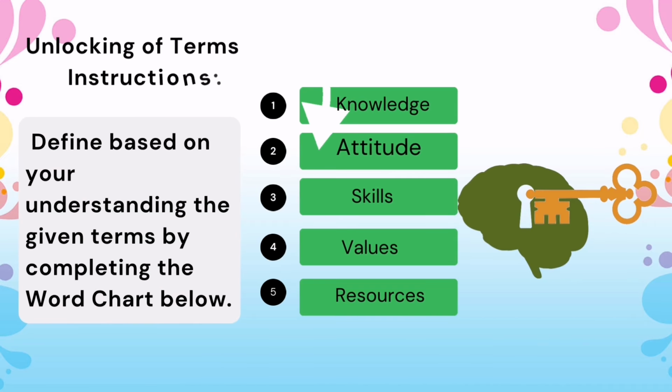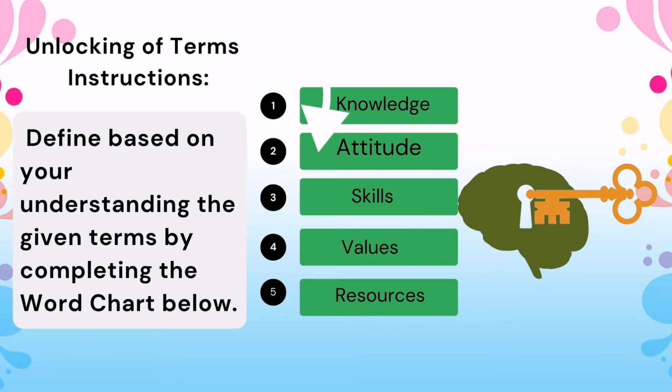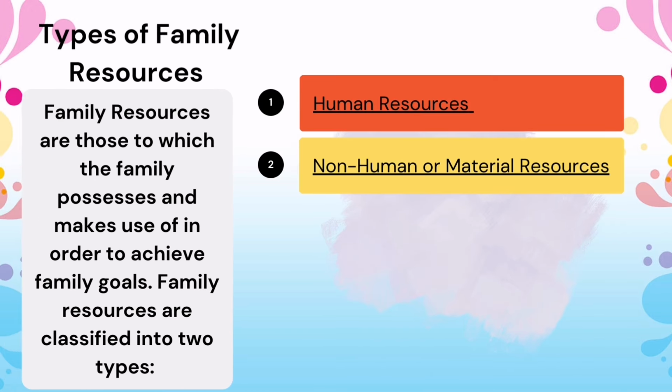Unlocking of terms. Instructions. Define based on your understanding the given terms by completing the word chart below. The terms are 1. Knowledge. 2. Attitude. 3. Skills. 4. Values. 5. Resources.